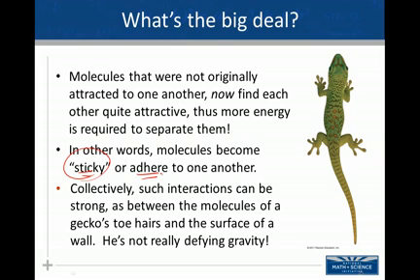Collectively, such interactions can be strong, as between the molecules of a gecko's toe hairs. I'm sure you've been up close and personal with the gecko's foot and you've examined the fact that their toes have hair. But a gecko's toe hairs and the surface of a wall: he's not really defying gravity, and he's not really attracted to the wall. He's really attracted to the water vapor on the wall. Because water, as we've already talked about, is very polar. And so that's where the plus-minus comes in. Brick, stone, siding, log cabin, not so polar. Water vapor clings to everything on this planet. That's what humidity is. And so it's really the fact that the sticky toe molecules are attracted to the water vapor on the wall.